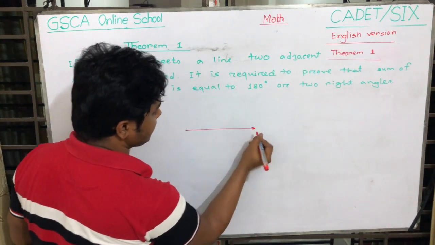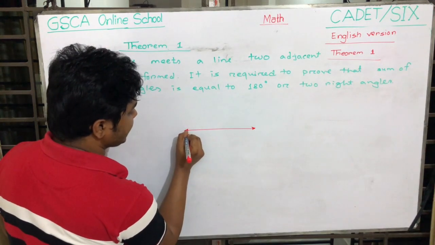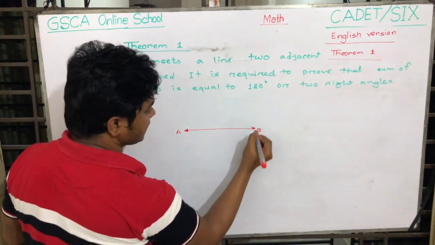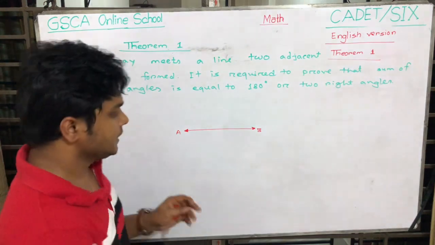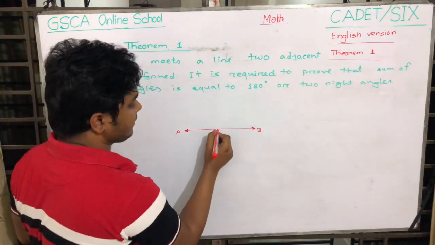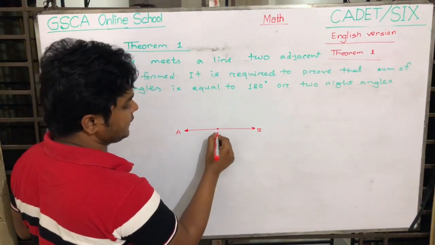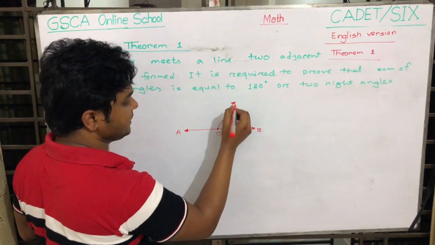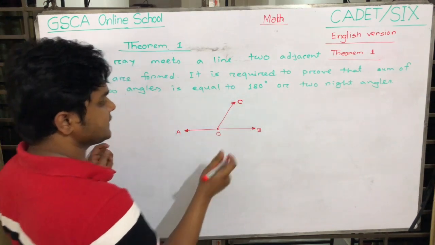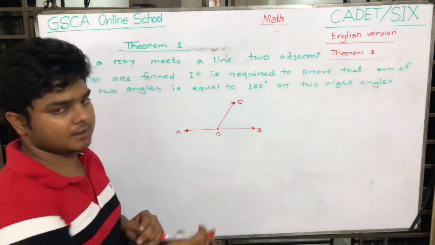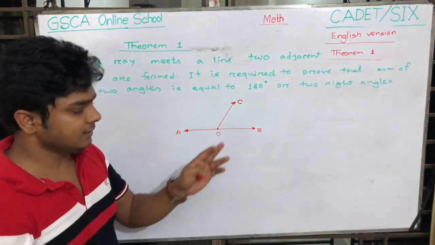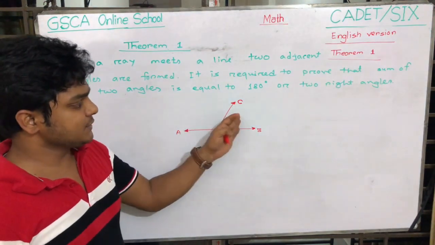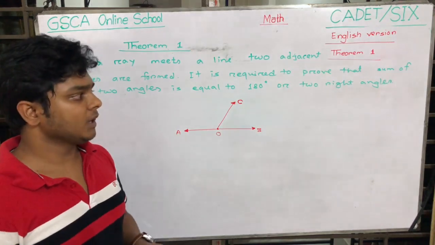Here is the line, so name the line as you want. I am naming this line AB. Clear? AB is a line, O is a point on it, and a ray OC meets AB at O. Here two adjacent angles are already produced, and it is required to prove that the sum of these two angles will be equal to 180 degrees.